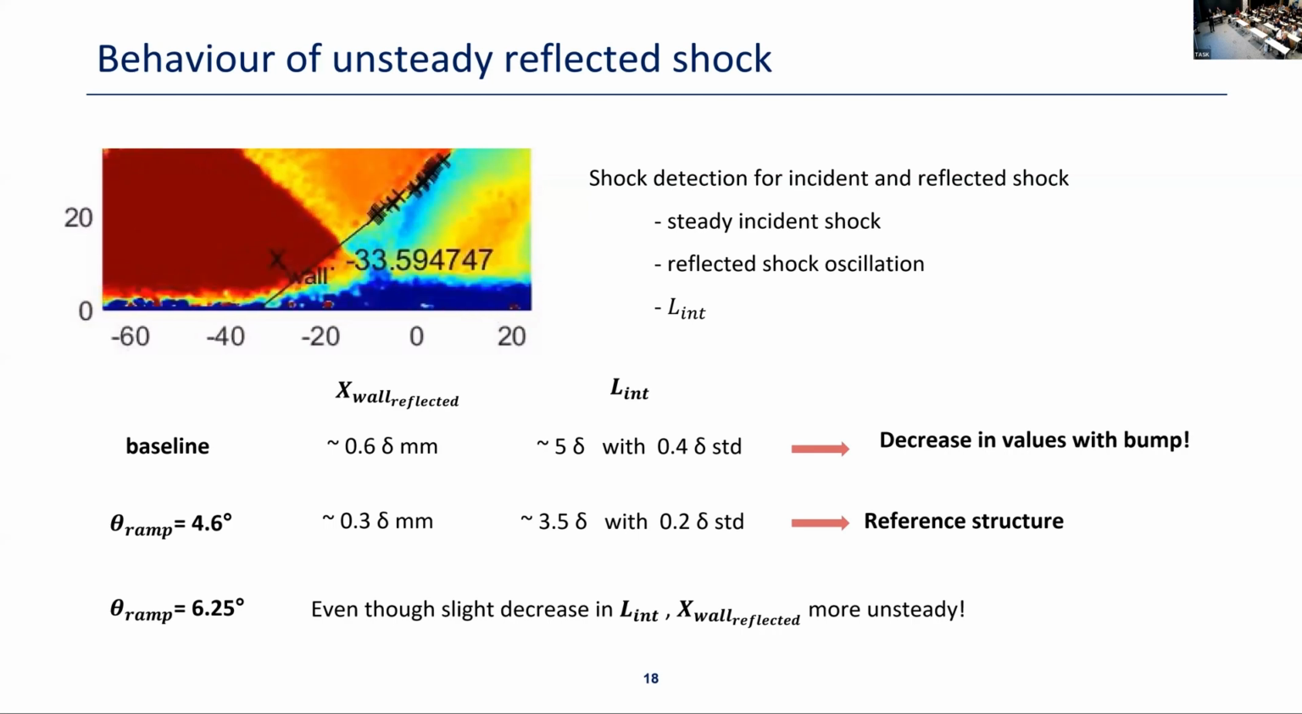It could be related to the fact that when we change the angle and keep the height constant, we are changing the ramp part of the bump. So it could be something to do with that, because when we introduce the compression corner directly in the interaction region, it could make things a little bit complicated. So this is something for me to look at.